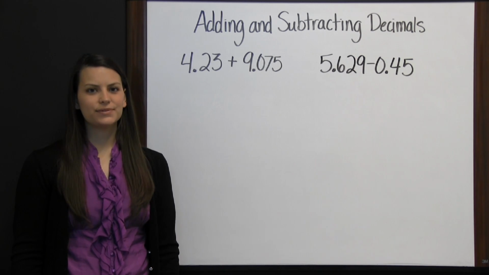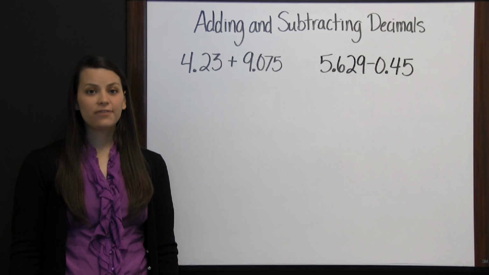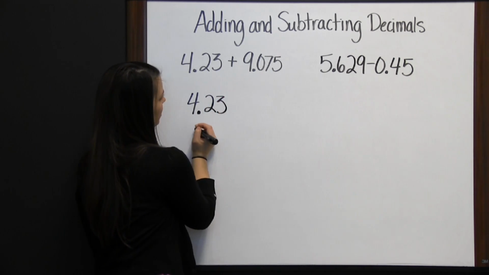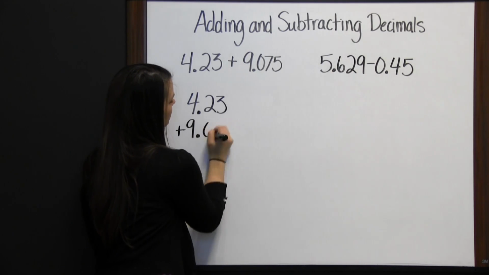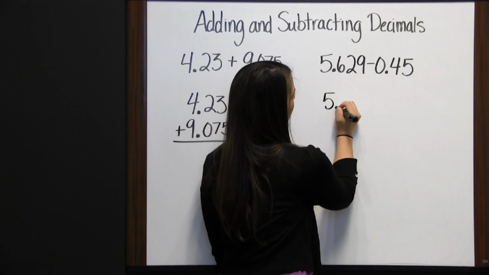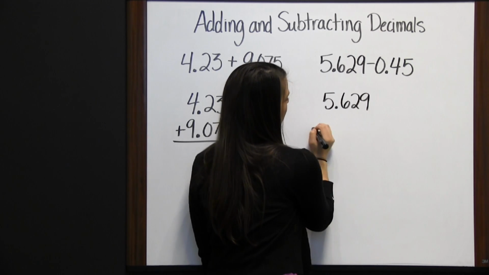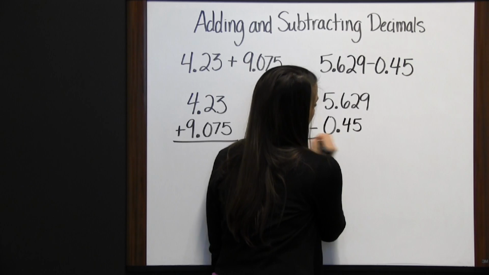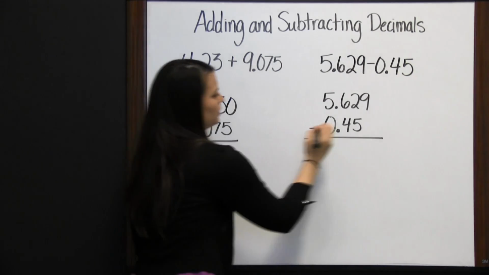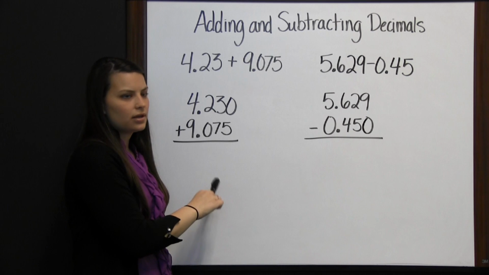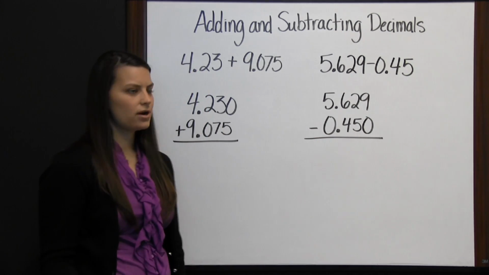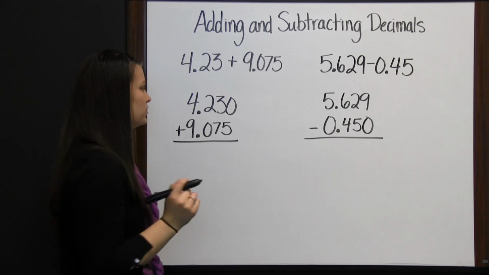Adding and subtracting decimals. When adding and subtracting decimals, first, line up the decimals. We have 4 and 23 hundredths plus 9 and 75 thousandths. Same with subtraction. 5 and 629 thousandths minus 45 hundredths. Then if you have any empty spaces, you can fill in with zeros. Adding zeros to the back of a decimal doesn't change the value of your number. So these numbers are still what they were. They're still equal. And then we just add or subtract like we usually would.